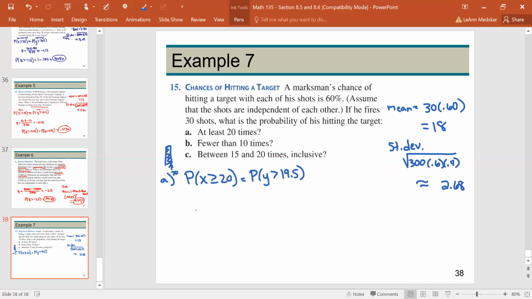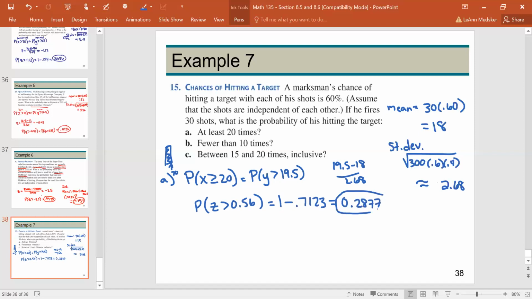So as a z-score, we have to do that. So 19.5 minus 18 divided by 2.68. I got that was 0.56. So we want a z-score greater than 0.56. So we can do 1 minus the probability of 0.56, which is 0.7123. And this subtracts to 0.2877.